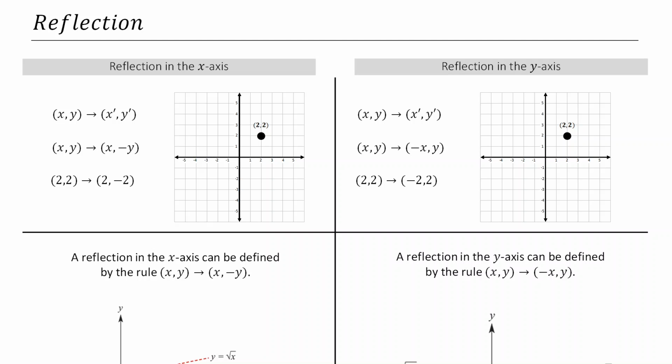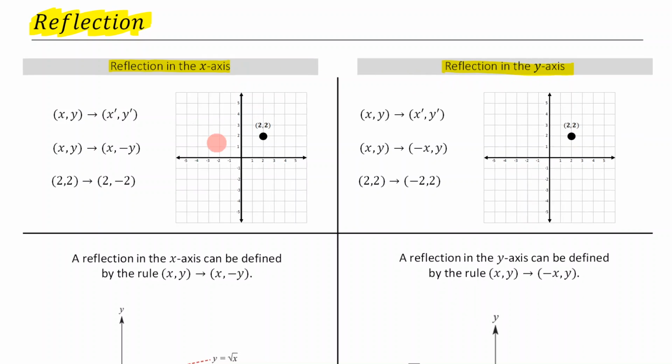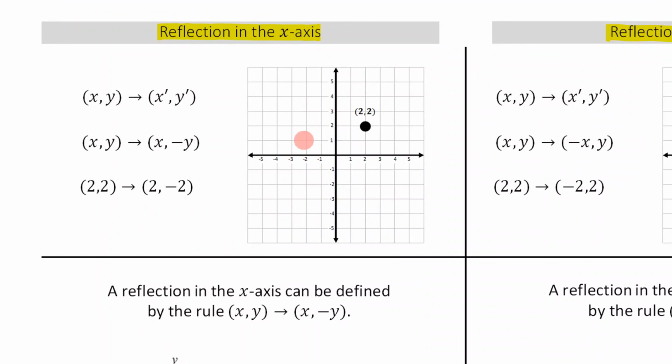Welcome. So in this lesson, we're going to be talking about reflections. So there are two types of reflections. There are reflections in the x-axis and reflections in the y-axis. Let's begin by talking about reflections in the x-axis.